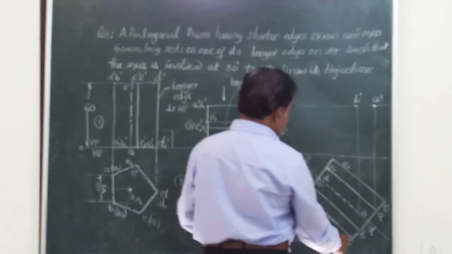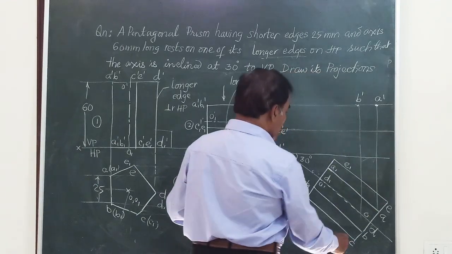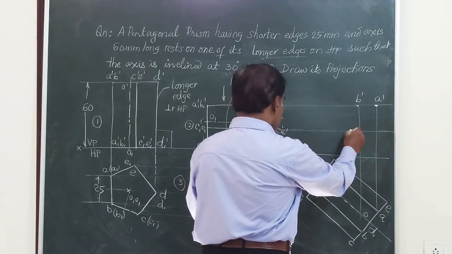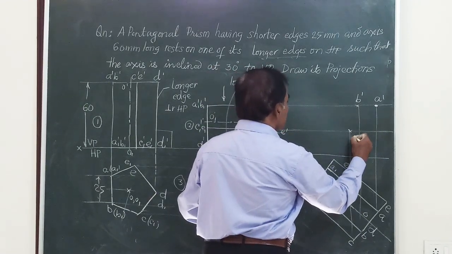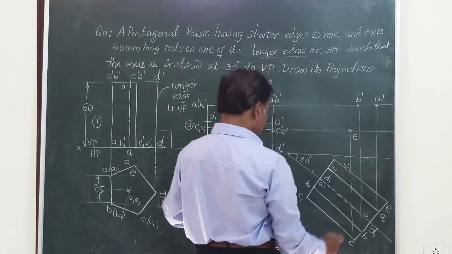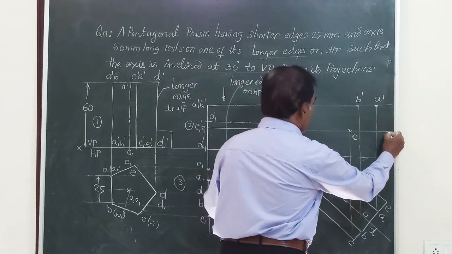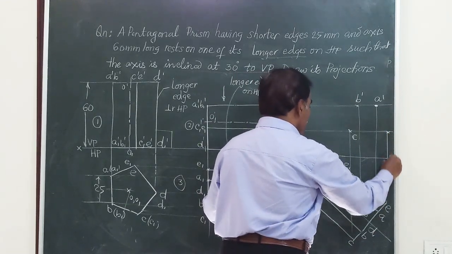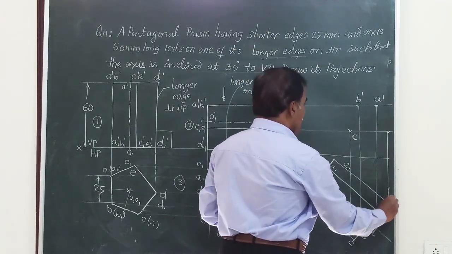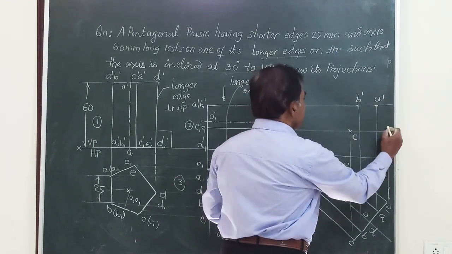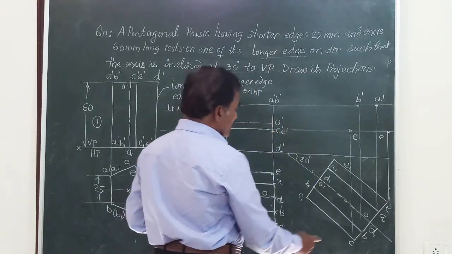Likewise C and D; C is the last one. C and D will lie on this line. So C of the top face: a vertical line from C and a horizontal line from C intersect here. Sorry, this is C to be very specific. Then E is the extreme right corner of that. This point is E. This is D. This is E. I am left with the point D.